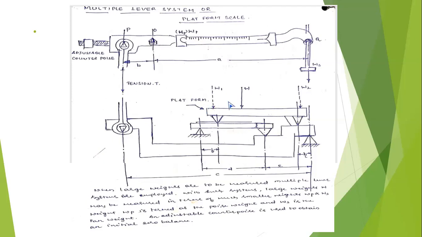Due to the application of the load, the force coming from the weight of the rice bag is directly transferred to this lever, and from this lever to the bottom lever. Again, due to that force, this tension bar is pulled in the downward direction. Due to that, the beam oscillates up and down. When the weight of the rice and the poise weight are both at the same position, then the beam comes to the zero position. This is the principle of operation of the multiple lever system.